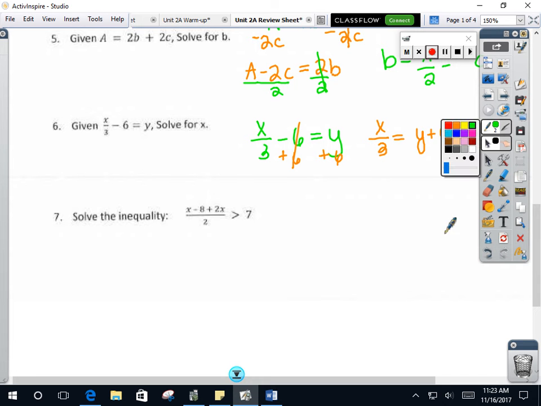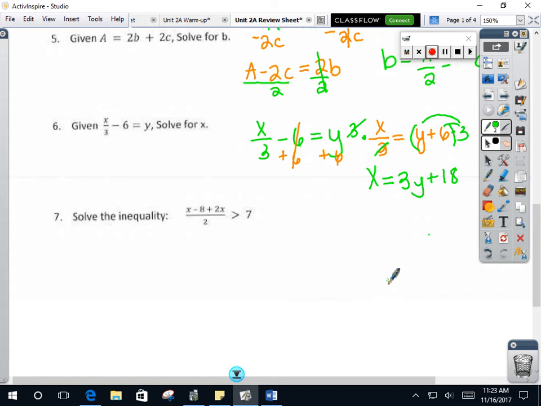Now what do we do to get x by itself? Right, multiply by 3, and 3 on top and 3 on bottom are 1, which leaves x by itself. But here's where you really got to pay attention. You're also going to multiply this side by 3. But you don't just multiply the 6 by 3 or the y by 3. You multiply the entire side by 3, which means you distribute the 3, giving you what? Right.